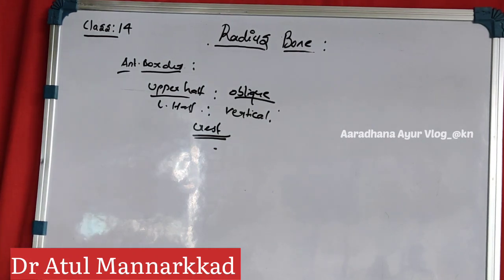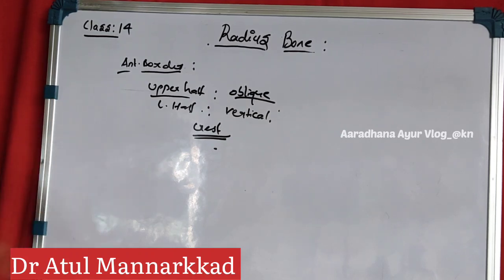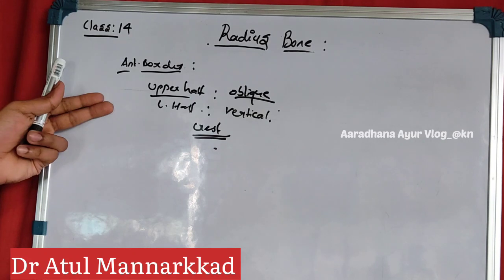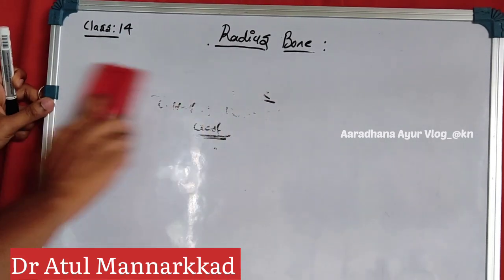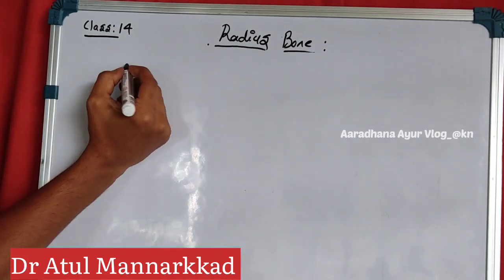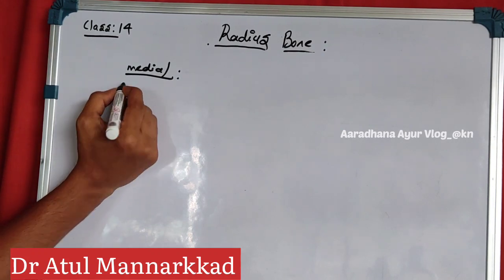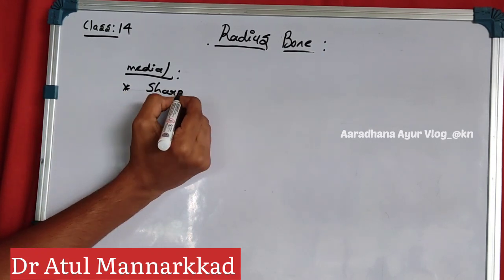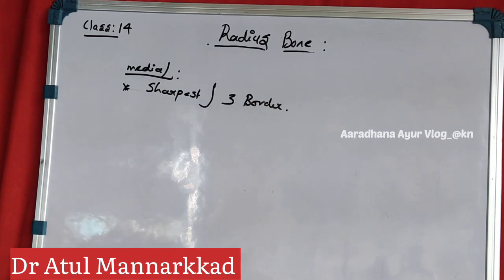The posterior border is the mirror image of the anterior border, and the upper oblique part is known as the posterior oblique line. Next is the medial border, also known as the interosseous border. An important point: it is the sharpest of the 3 borders. So which border is the sharpest? The medial or interosseous border.